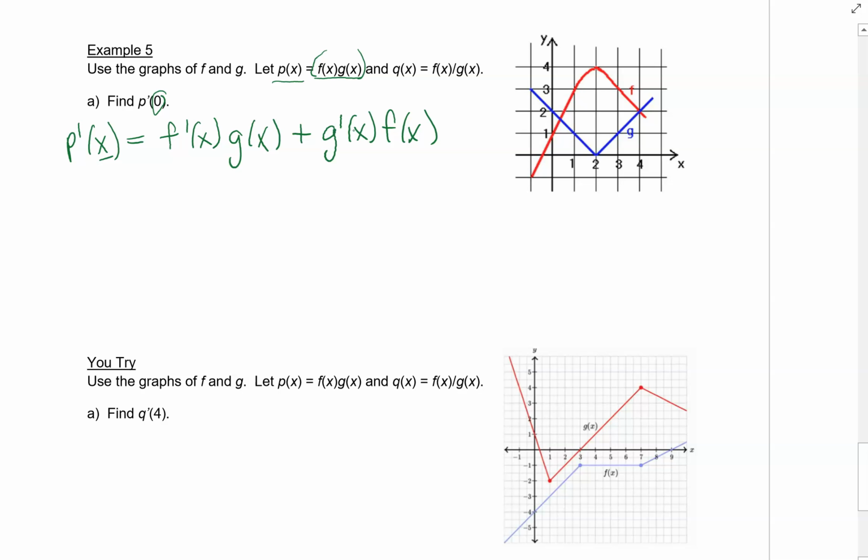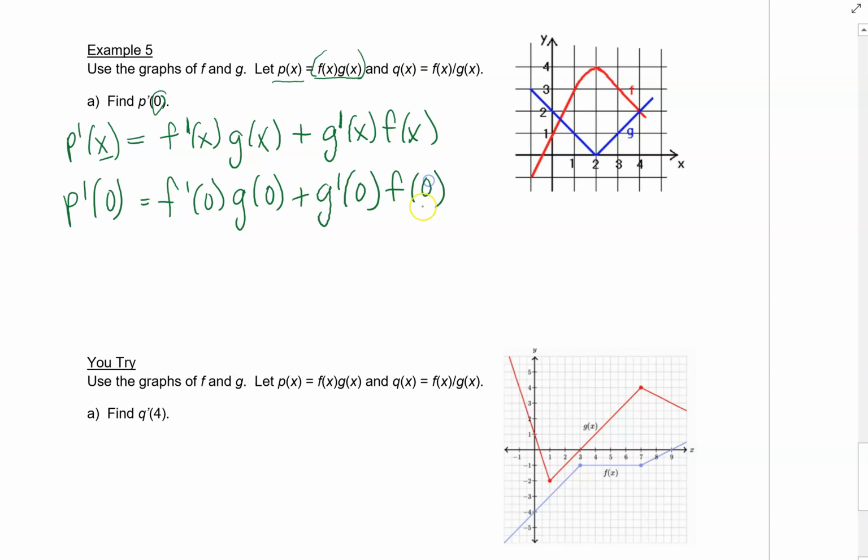And I just want to note here that we want to remember it's the derivative of the first function times the second plus derivative of the second times the first. So then what we do is we plug in the 0 values for x. So then we say, okay, p prime of 0 is f prime of 0 times g of 0 plus g prime of 0 times f of 0.